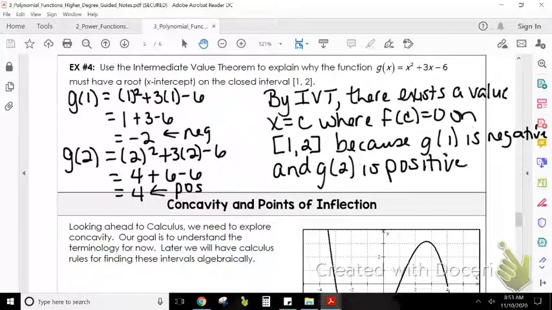Now, if they'd both been positive or both been negative, we wouldn't know. There could be a 0, there may not be a 0. But because one is positive and one is negative, we know the graph has to cross the x-axis between them. Just think about it. If you tried to graph this, you'd have 1 and negative 2, and you would have 2 and 4. If I want to connect those dots, I'm going to have to cross that x-axis.